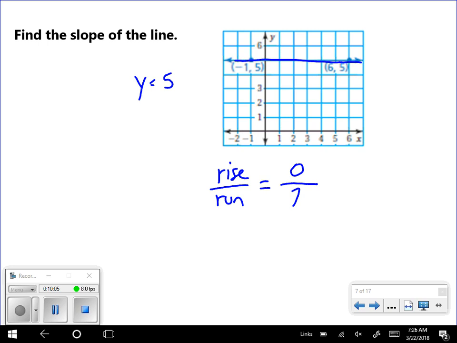So what will the slope of that horizontal line always be? 0, because 0 over anything, no matter how many spaces you move over, is going to be 0. So the slope of any horizontal line is going to be 0.